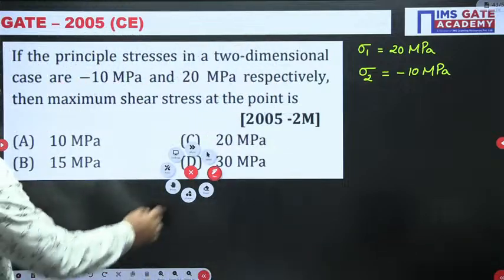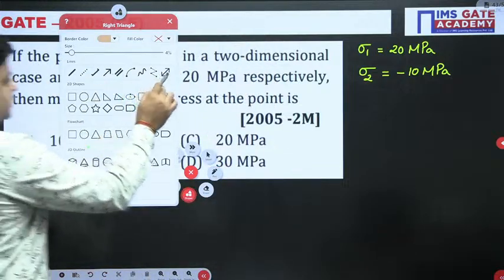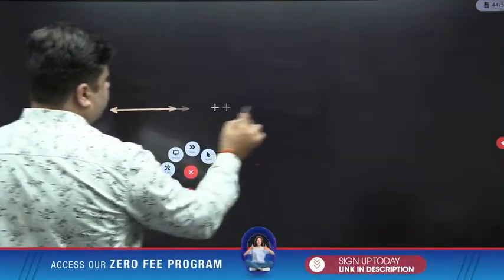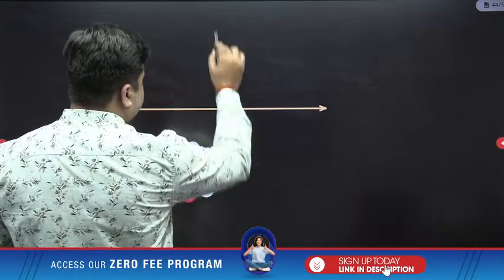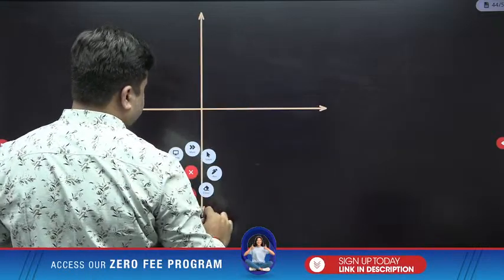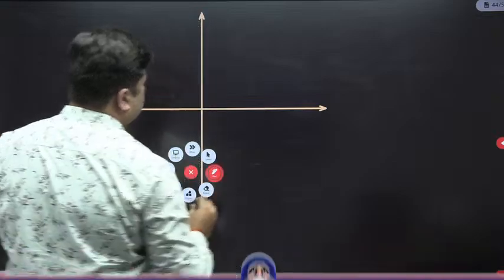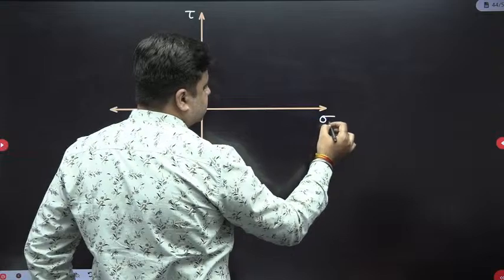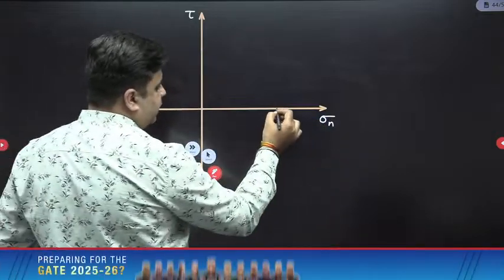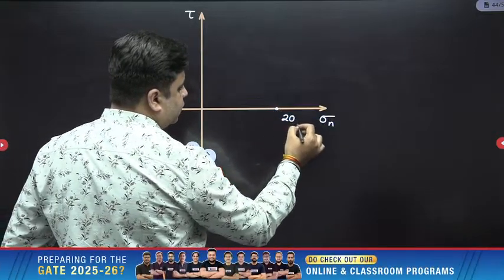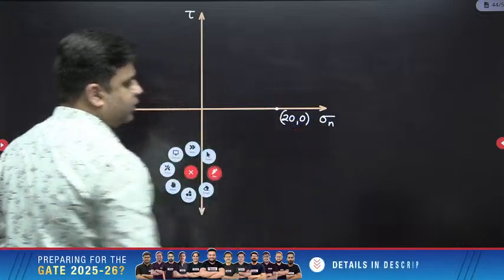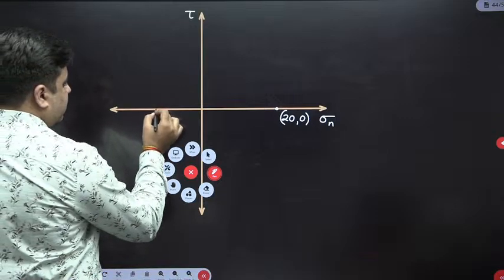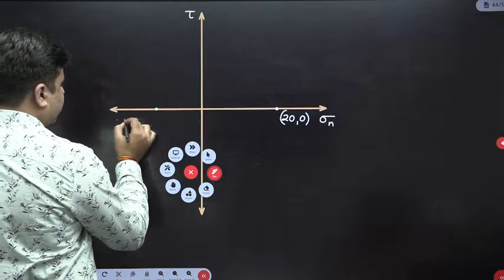If you draw the Mohr circle for this state of stress, the Mohr circle will be like this. This is the normal stress axis and this is the shear stress axis. For the major principal plane, the point is 20, 0. The normal stress on the major principal plane is 20, 0, and for the minor principal plane, the normal stress is minus 10, 0.